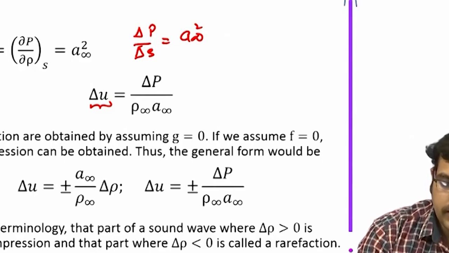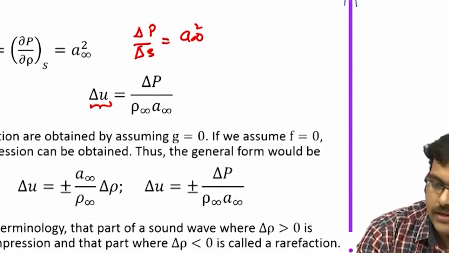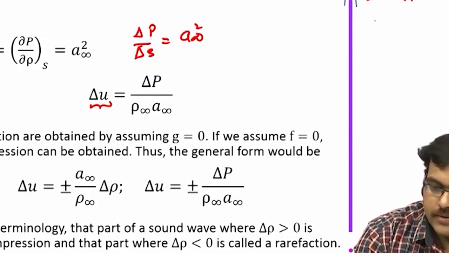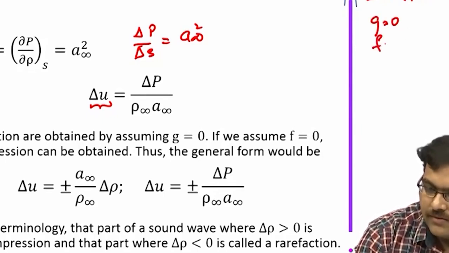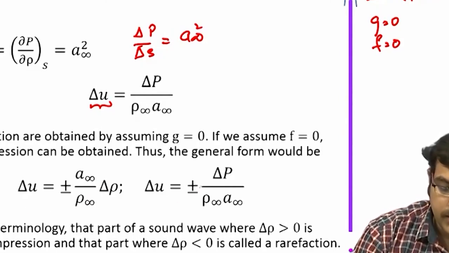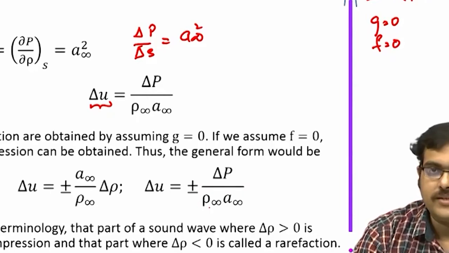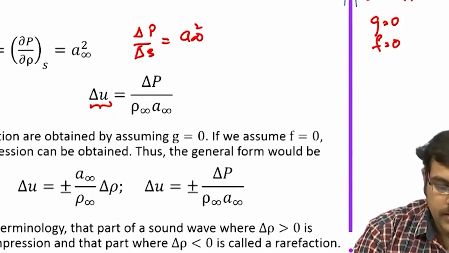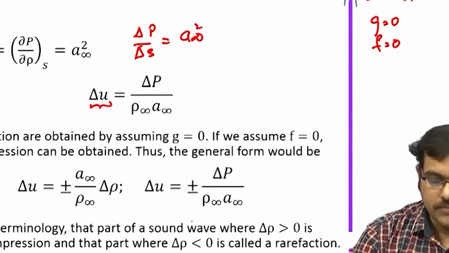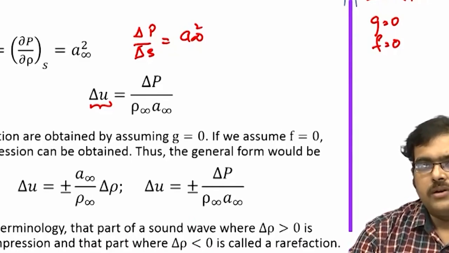In general, we started off with the general equation delta u is f of x minus a infinity t plus g of x plus a infinity t, and we set g equal to 0. We can also set f equal to 0 and get other forms of this equation. So, in general, you will get delta u is plus or minus a infinity by rho infinity delta rho, and delta u is equal to plus or minus delta p by rho infinity a infinity. So these are very, very small changes. What we are talking about here is infinitesimally small, and these correspond to sound waves.